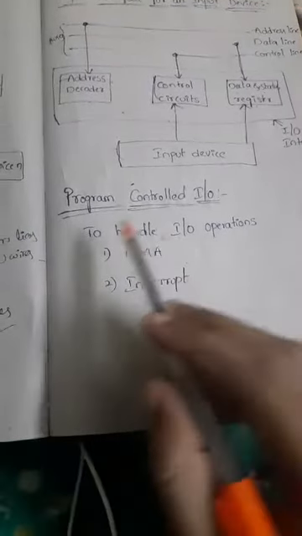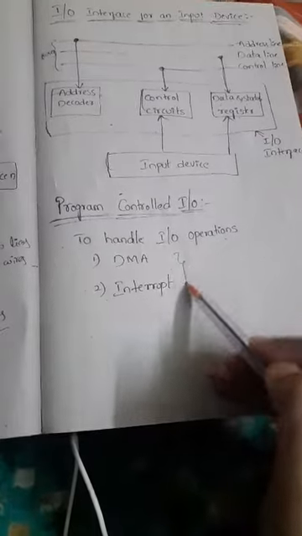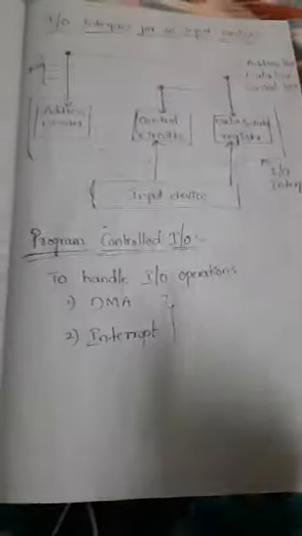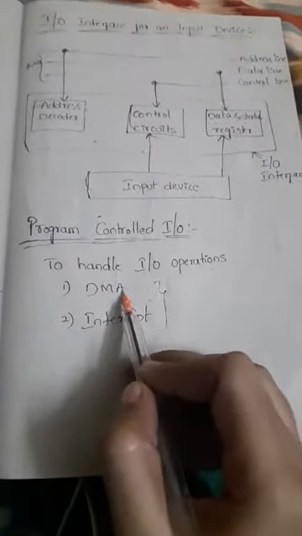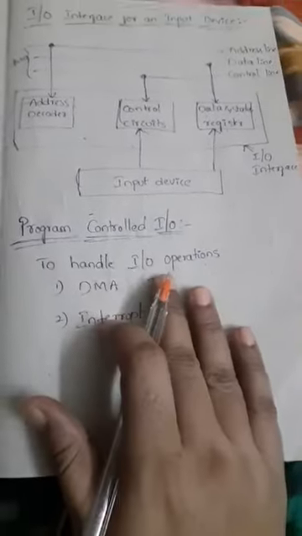So there are two mechanisms to handle these input output operations. What are those mechanisms? We have two techniques for those. One is the DMA technique and another one is interrupt. So first we have to discuss the DMA controller. Now we'll see how to handle the DMA controller with input output operations.